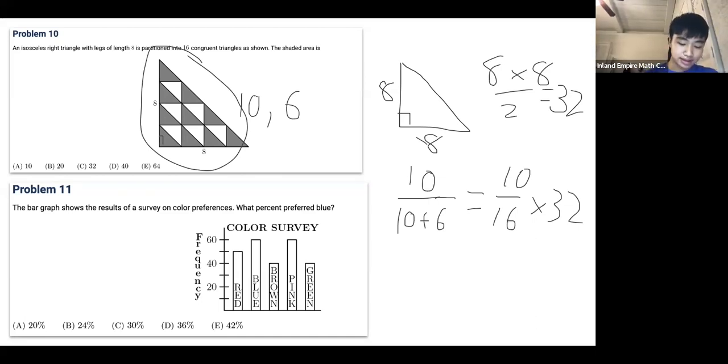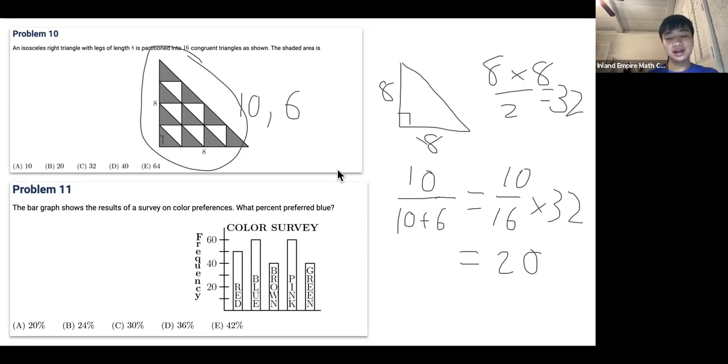If we multiply 10 out of 16 times 32, we'll get 20. So 32 over 16 equals 2, and 2 times 10 equals 20. There are a lot of ways you can think about how to multiply this fraction, but mental math is quite important in this test. So this is how we do problem number 10. There are lots of ways you can do this problem, but using ratios of congruent triangles is just the fastest way.